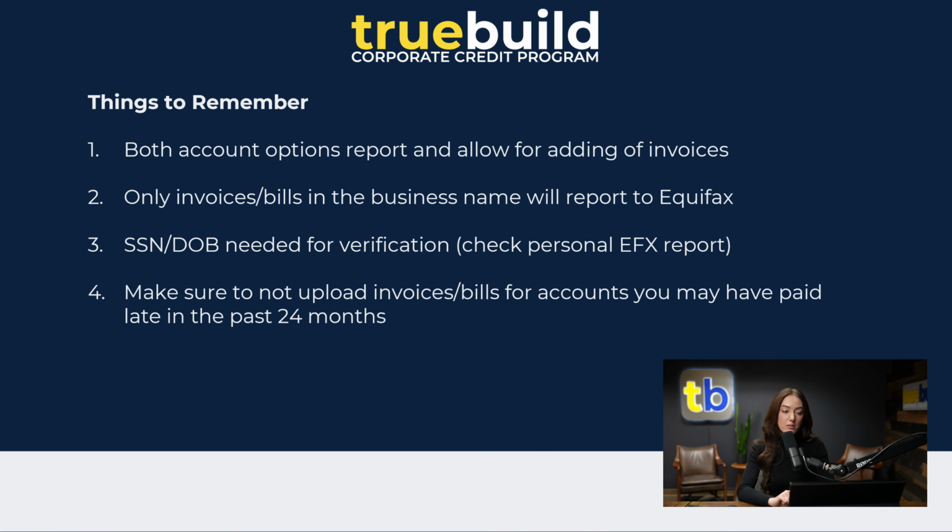Now just some things to remember as you go about setting up this account yourself. Both account options that we talked about in the beginning, the two different ones, they both report and they both allow for the adding of invoices. So no difference there. Only invoices and bills that are in the business name report to Equifax, so make sure that you're not inputting personal bills into this. And then the social security number and date of birth are needed for verification. Double check your Equifax report if you're able to, just to make sure you put the information in correctly. If you get a verification error, it could be from that.